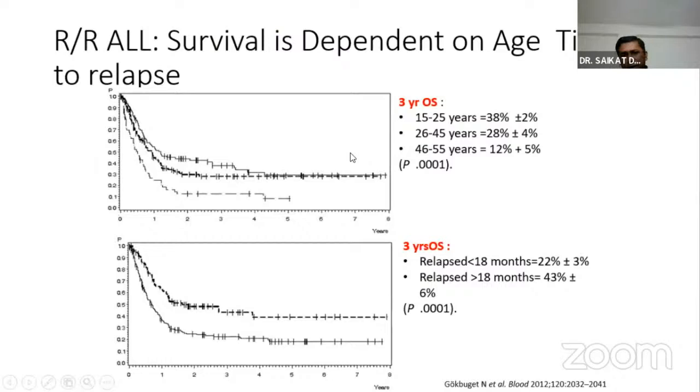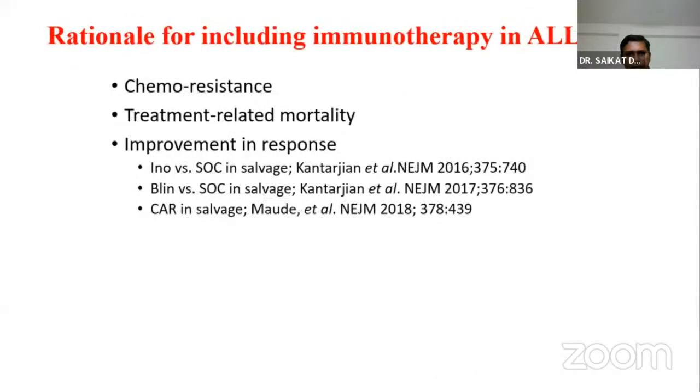Relapsed refractory ALL survival also depends upon the age of the patient. As I already said, the younger the patient, the better the prognosis. More than 45 years, the prognosis is dismal. And if the patient relapses very early, especially within a year, then also the prognosis is dismal. Even with transplant, they fare very poorly. So we have much room for improvement, because even with CR, even with transplant, around 75% of patients relapse and long-term survival is achieved in less than 25% of patients.